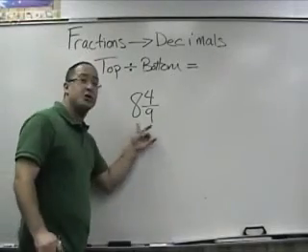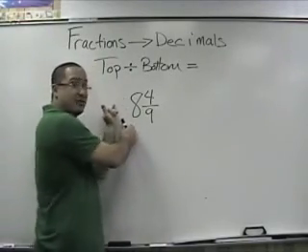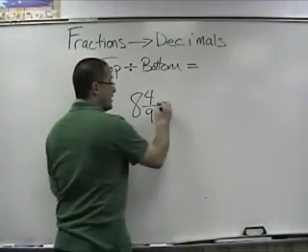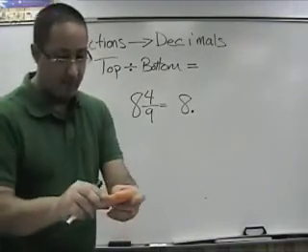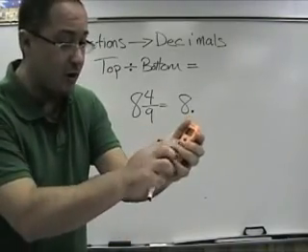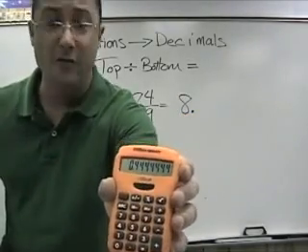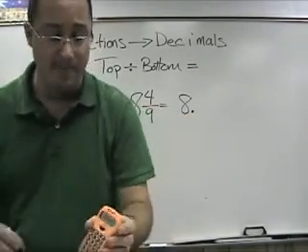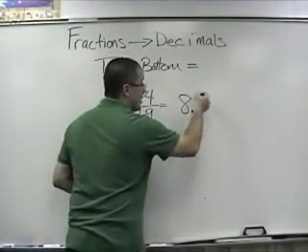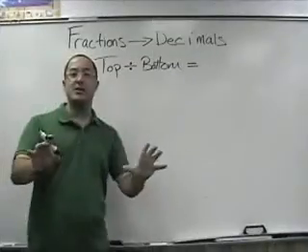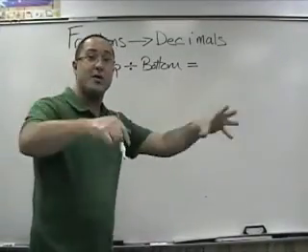Let's do this one. How would you write 8 and 4/9 as a decimal? Well, once again, 8's the whole number. It's going to stay the whole number, right? So it's going to become 8 point what? Well, take my calculator and I punch in 4 divided by 9 equals, and I get 0.4444444444444, right? Okay, so that's going to be what? 0.4 repeating.